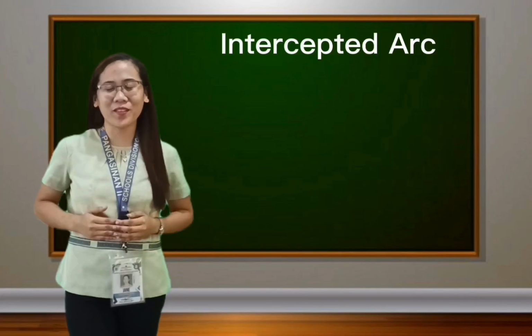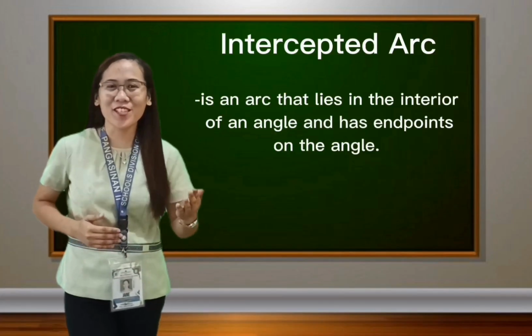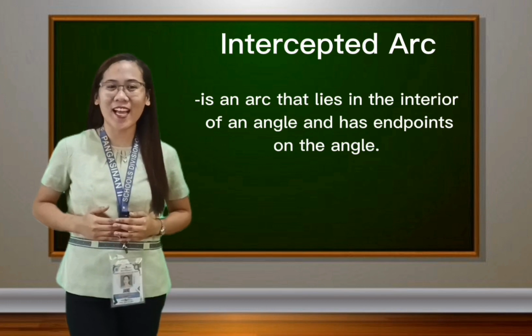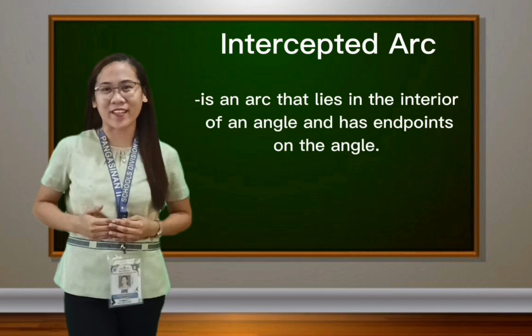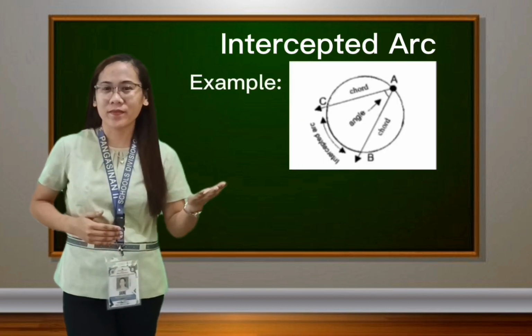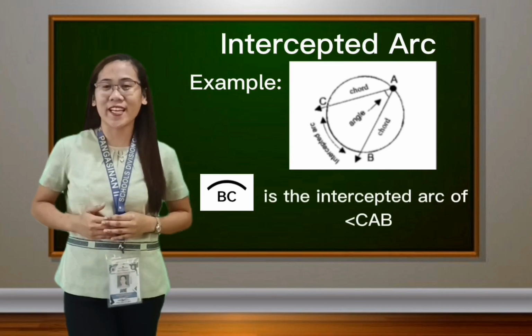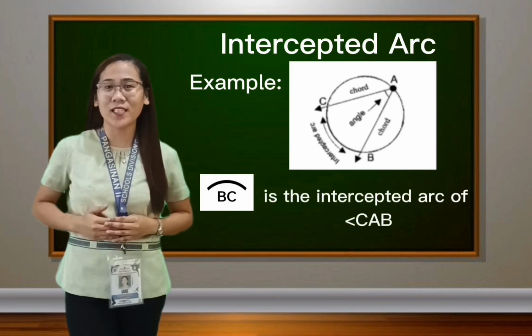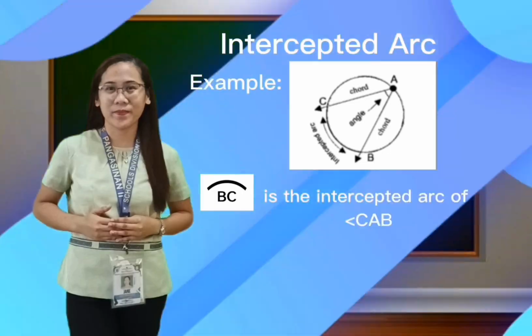Next is the intercepted arc. Intercepted arc is the arc that lies in the interior of the angle and has endpoints on the angle. For example, in the figure, arc BC is the intercepted arc of angle CAB.